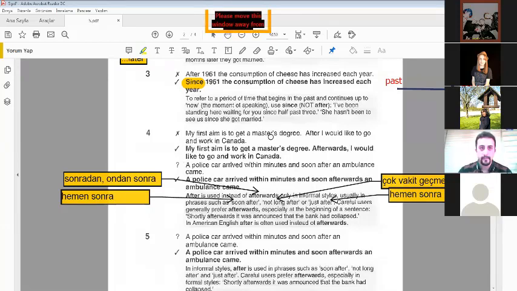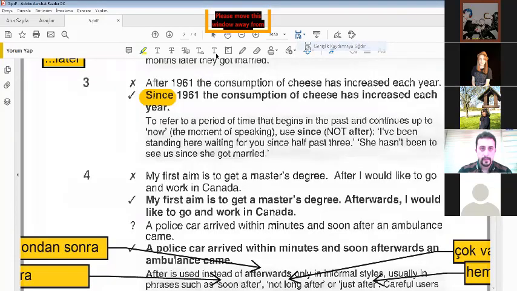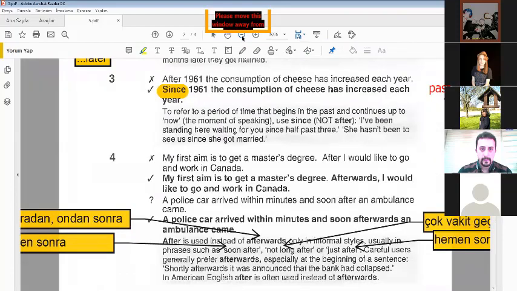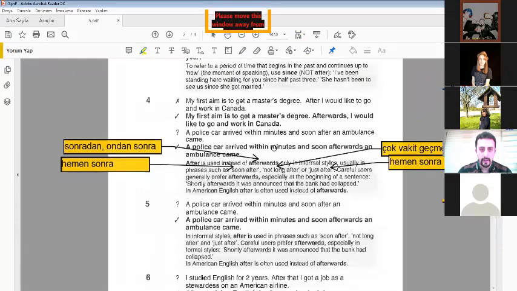A police car arrived within minutes, and soon after an ambulance came. A police car arrived within minutes, and soon afterwards an ambulance came.